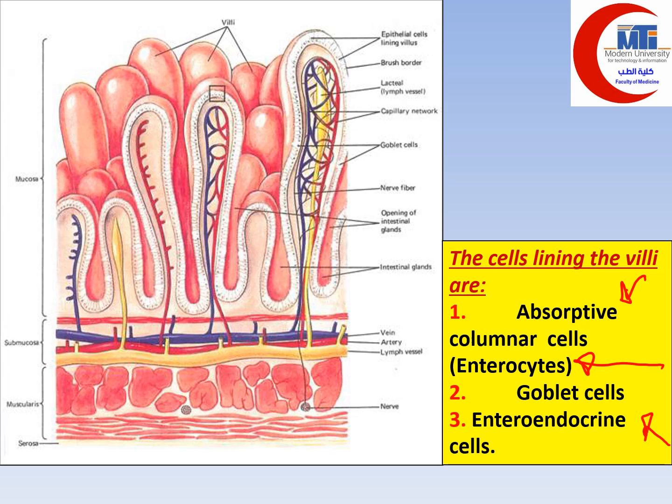So what are the cells lining the villus? There are three types. What are they? Absorptive columnar cell, goblet cell, and enteroendocrine cells. What about the crypt? What are the cells lining the crypt?